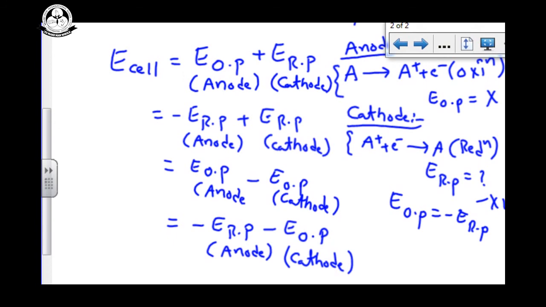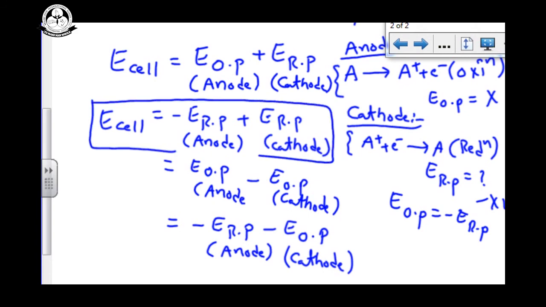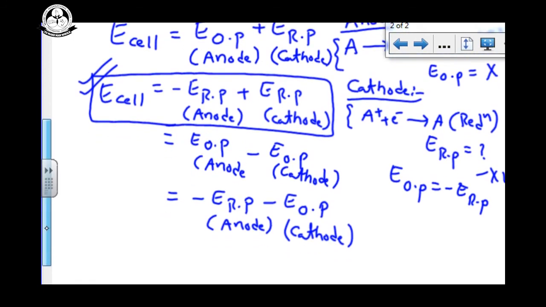But out of all these four formulas, we are going to use only this formula alone. Why? Because already you know that clearly they are giving only reduction potential. To calculate the EMF of the cell, only reduction potential we are going to use. So don't get confused with the four formulas. Only the reduction formula alone we are going to use.